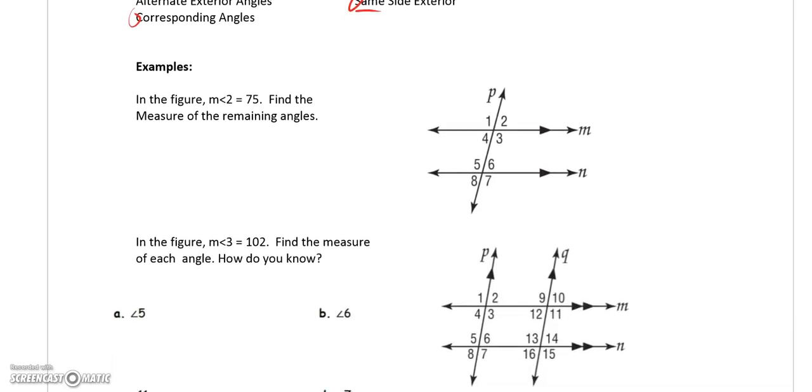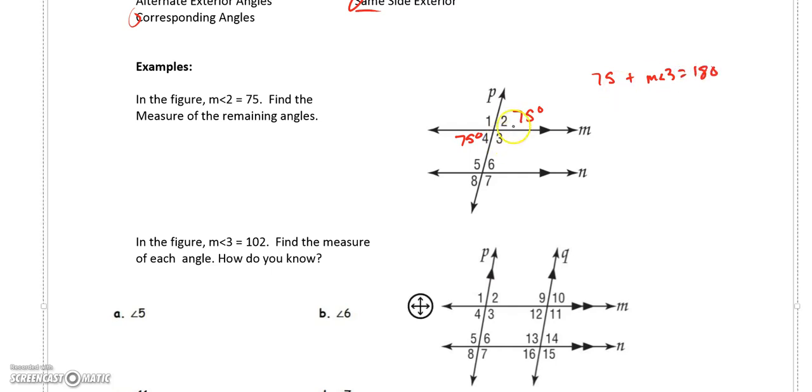Okay, 3 examples real quick here. So in the figure, the measure of angle 2 equals 75. The first thing you need to do is write that in your diagram. So remember our old relationships still apply also. So vertical angles. So if I look, angle 2 and 7 are vertical angles, right? Also, 2 and 3 form a linear pair. So I know that 75 plus the measure of angle 3 has to equal 180, right? 2 and 3 form a linear pair. When I do this math, I'm going to get measure of angle 3 equals 105.